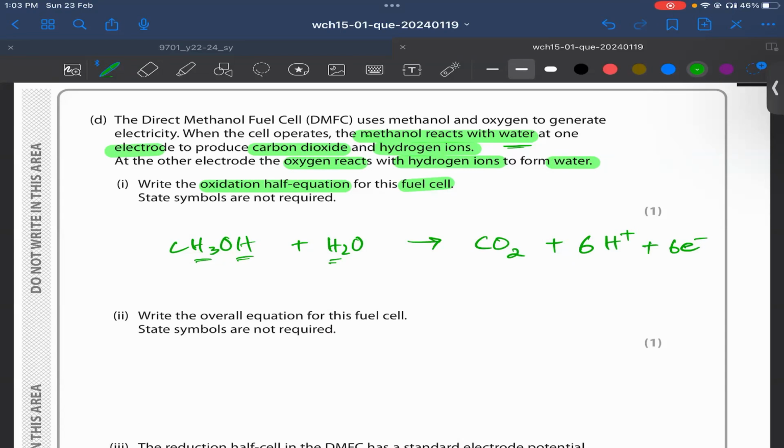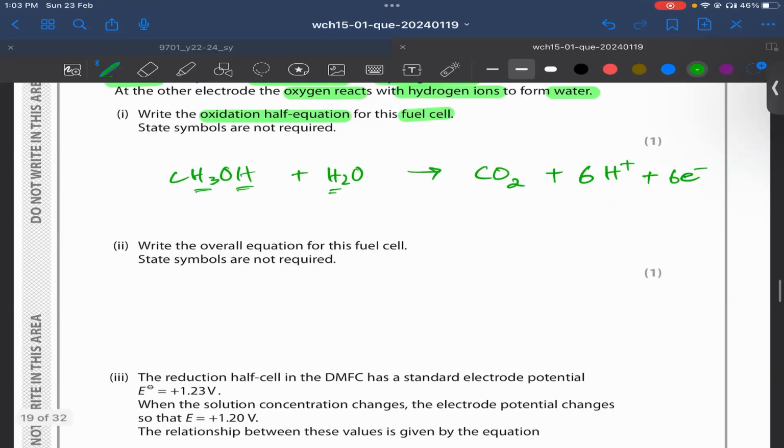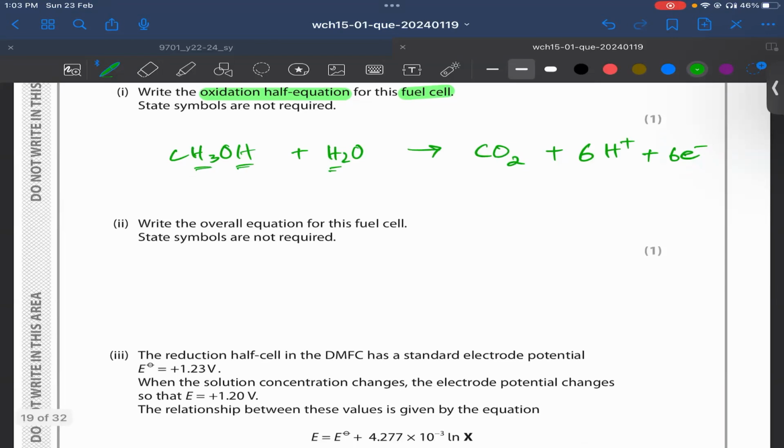So the equation. Is it clear? Yes, sir. Clear. Is this clear? Yes, that's clear. Okay. State symbols are not required.